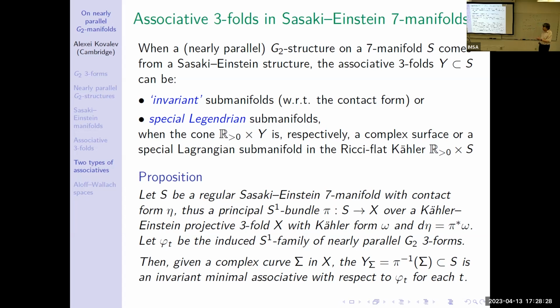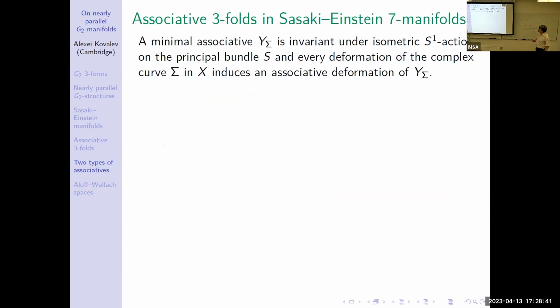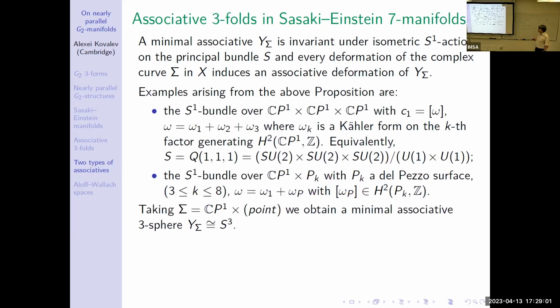So basically, the proof is a bit of an exercise in complex geometry, in particular, to figure out the topological type of this circle bundle over the curve. In particular examples, first of all, you can see it will be invariant under this S1 action, which is an isometric action on this Riemannian manifold. Then every deformation of a complex curve gives a deformation of the associative. So now particular examples that we could find.